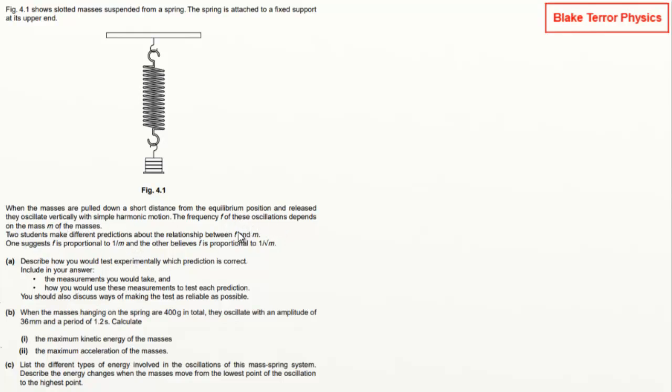Two students make different predictions about the relationship between f and m. One suggests that f is proportional to 1 over m, and the other one says it's proportional to 1 over the square root of m. Describe how you would test experimentally which prediction is correct. Include in your answer the measurements you would take and how you would use these measurements to test each prediction. Also, discuss ways of making the test as reliable as possible.